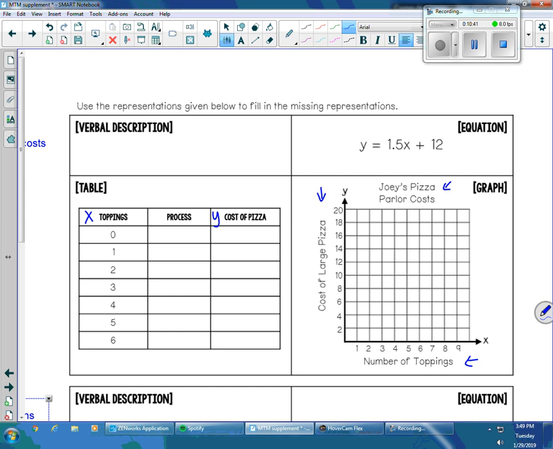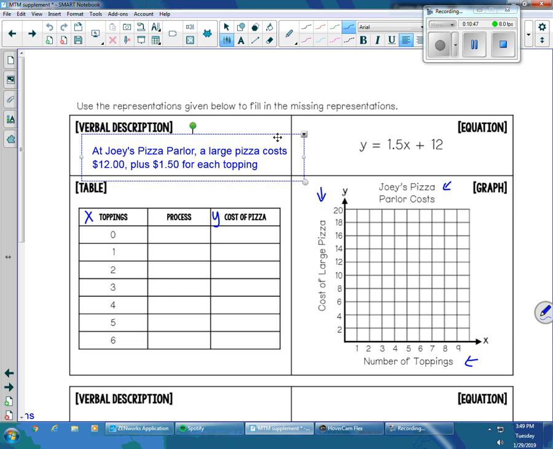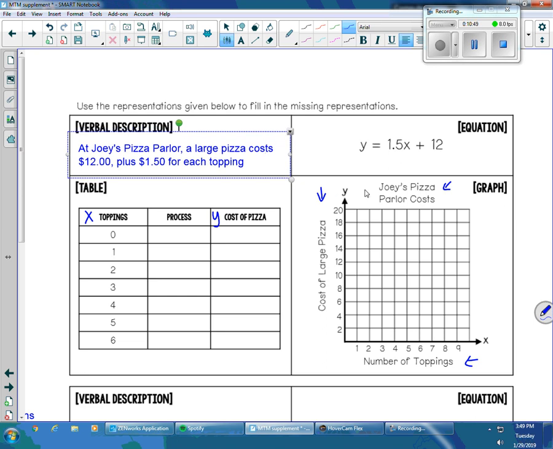So my verbal description could be something like, at Joey's Pizza Parlor, a large pizza costs $12, because I see that's my beginning value, plus $1.50 for each topping, because I'm multiplying this value by the number of toppings to get the total cost. So I'm starting here at 12. That's my initial value, my beginning value. So before I add any toppings, my pizza is going to cost 12 bucks.